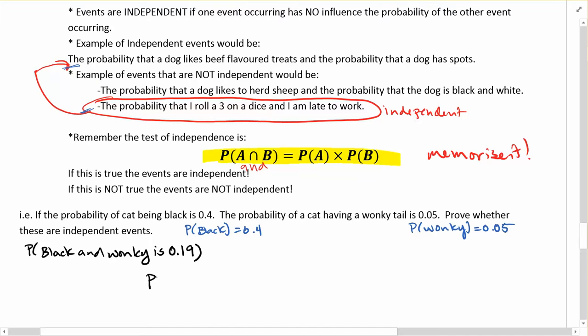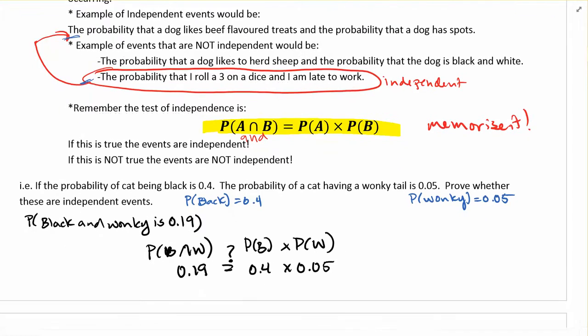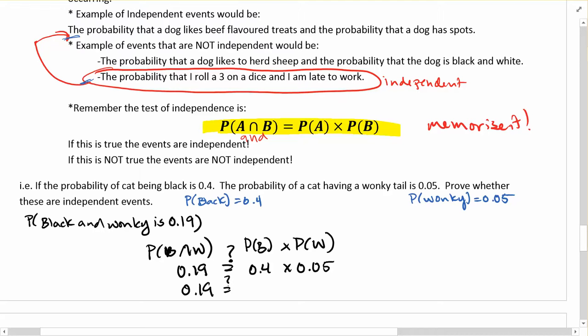So if I start with the probability of black and wonky, that's 0.19. I want to test to see if it's true that it's the same as the probability of it being black times the probability of it being wonky. So that's 0.4 times 0.05. And if we do this, we get 0.02. We're checking to see if 0.19 is equal to that, and we can see clearly that it is nowhere near the same. So 0.19 and 0.02, not true. And then we would say, so not independent.